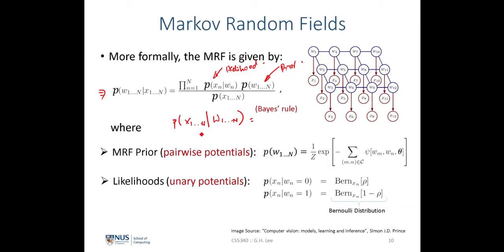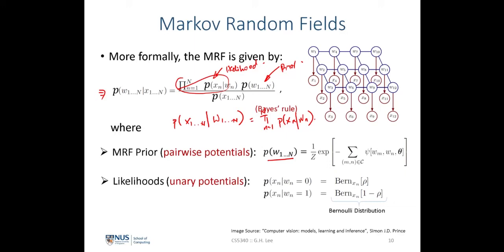Hence, we can apply the conditional independency over here to turn this term into a product term, from n equals 1 all the way to N, of the individual conditional probabilities of xn conditioned upon wn. In this particular term, we say that the Markov random field prior, or the pairwise potential, is given by this prior term of w1 all the way to wN over here.